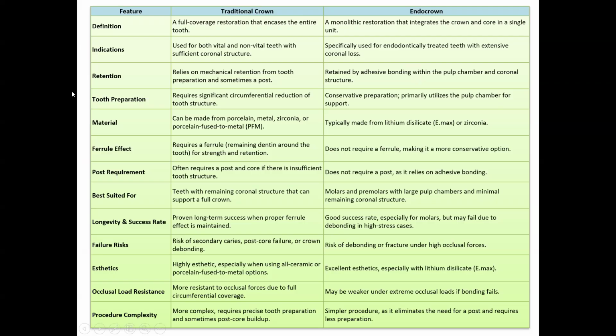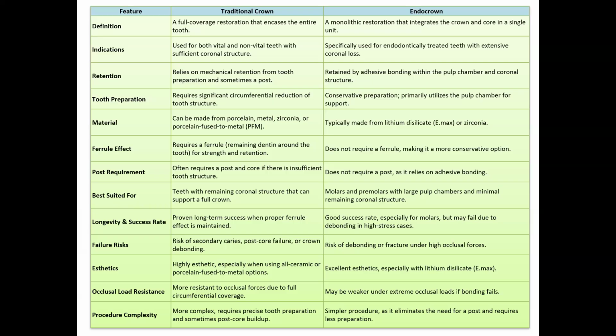As for indications, a traditional crown is used on both vital and non-vital tooth structure, whereas the endocrown is done only in extensive loss of tooth structure or in cases of endodontically treated tooth structure. Regarding retention, the traditional crown relies on mechanical retention from the tooth preparation and sometimes a post or a screw, whereas the endocrown is retained by adhesive bonding within the pulp chamber and coronal structure.